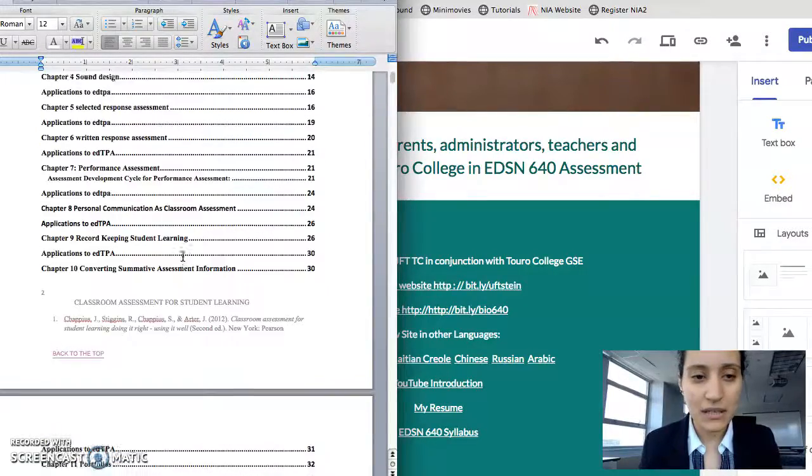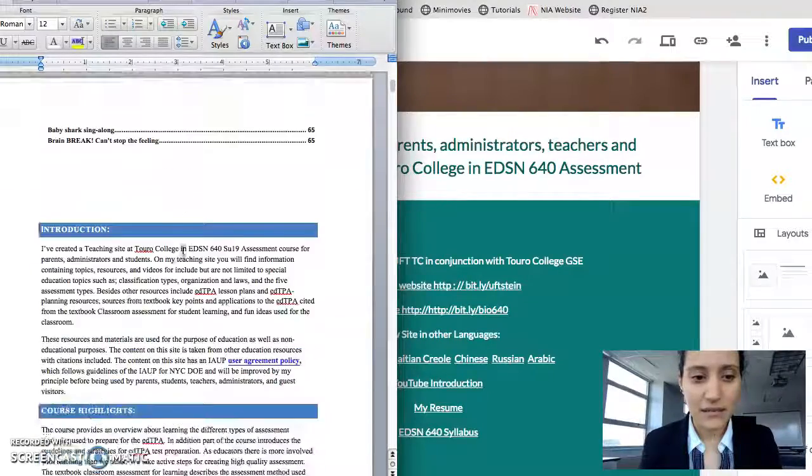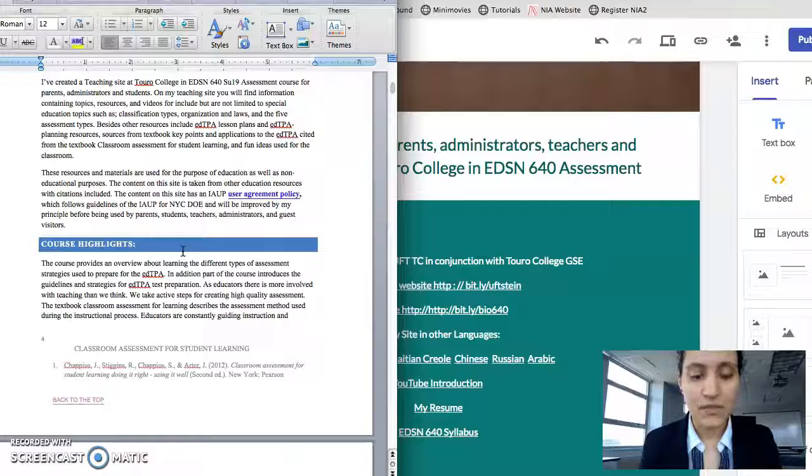So going back to that over here, there's actually a lot more involved in teaching than we plan and think. So we need to take active steps and create high quality assessment.